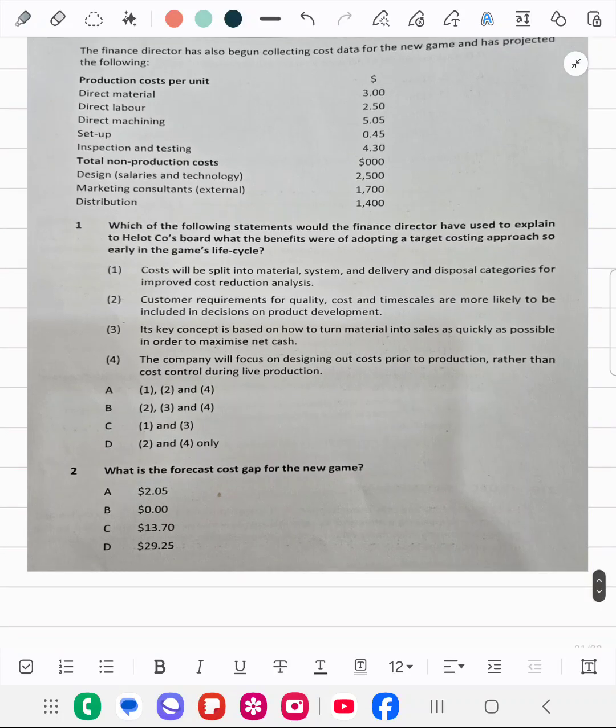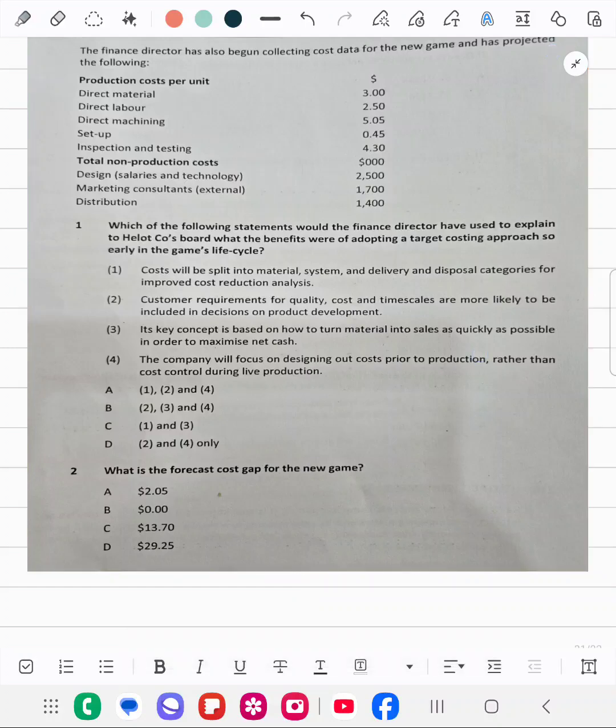The first part is, which of the following statements would the finance director have used to explain to Helot Company's board what the benefits were of adopting a target costing approach so early in the game's life cycle? The first option: cost will be split into material, system, delivery and disposal categories for improved cost reduction analysis. I don't feel that this might be right, but let's read further.